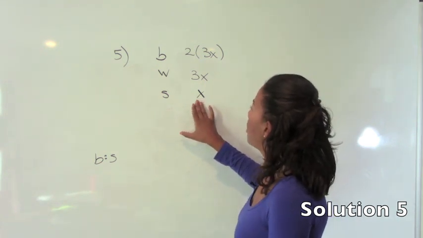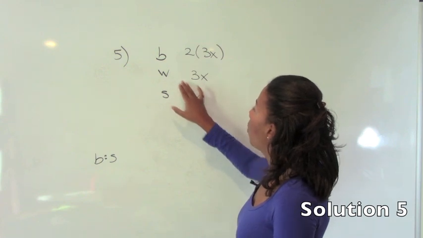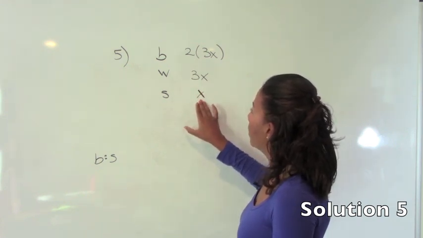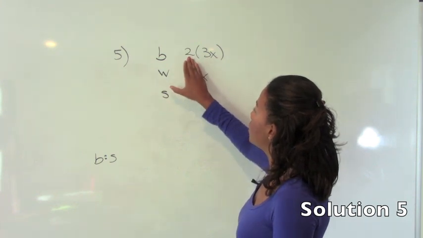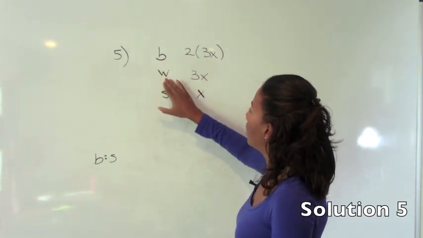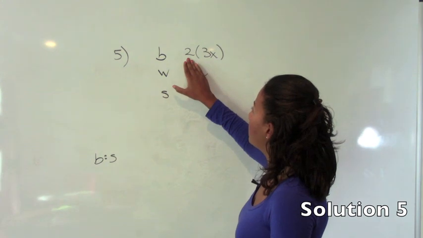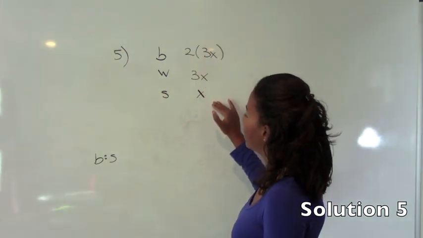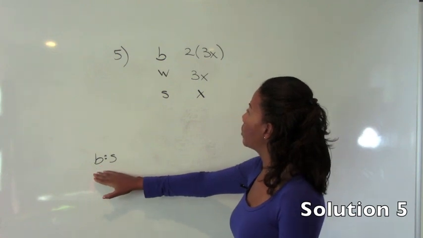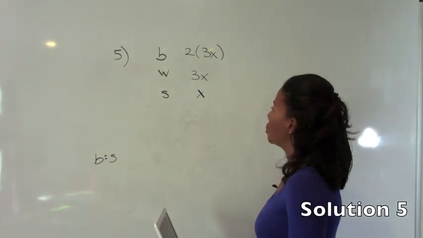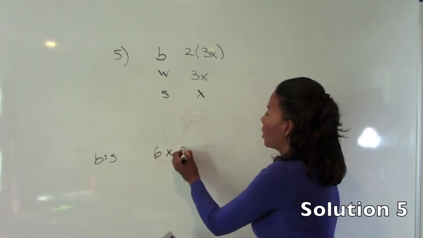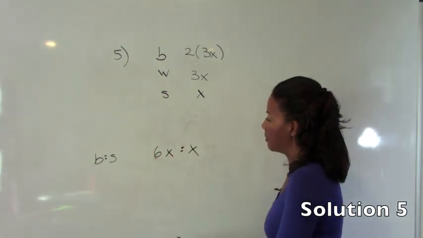Then it says he spent 3 times as much time walking as swimming. So walking is 3 times x. And then he spent twice as much time biking as walking. So you simply double the amount of time spent walking. Now if you simplify this, remember again, we want biking versus swimming. So biking is 2 times 3x, which is 6x, and swimming is simply x.